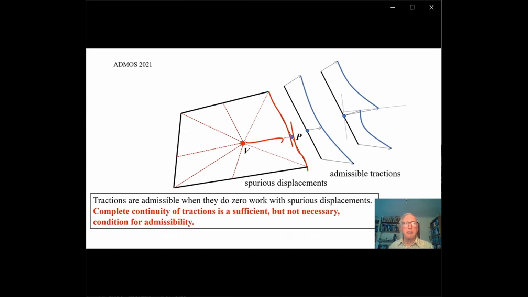The local spurious mode is illustrated by the broken curved lines in red for degree 3, and involves a pair of collinear sides as well as the interface VP. Admissible tractions must not excite this mode, i.e. they must do zero work with it. Complete continuity of tractions is a sufficient but not necessary condition, so the semi-continuous tractions illustrated are also admissible.